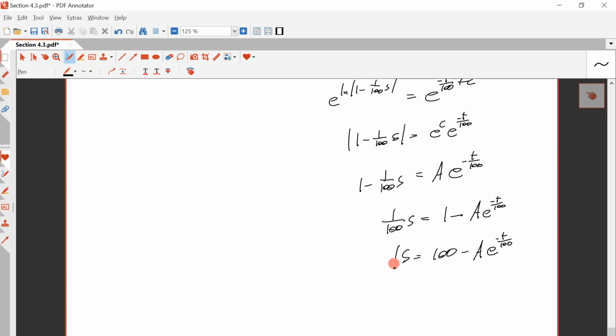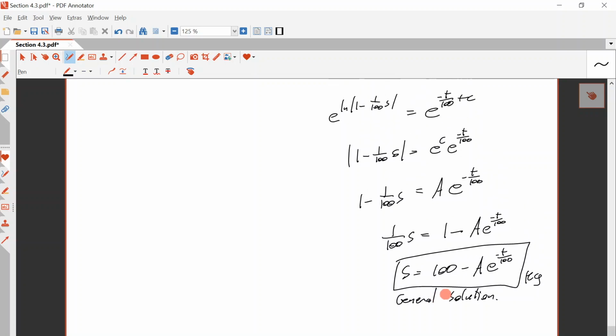So there it is. There's the general solution. That's the general solution for this differential equation, which gives you the amount of salt in the tank at t minutes in kilograms. Okay, but we don't want a general solution. We want a specific solution. I mean, we want to know exactly how many kilograms there are, not how many kilograms there are, give or take, this constant A. Okay, well, we need an initial condition.